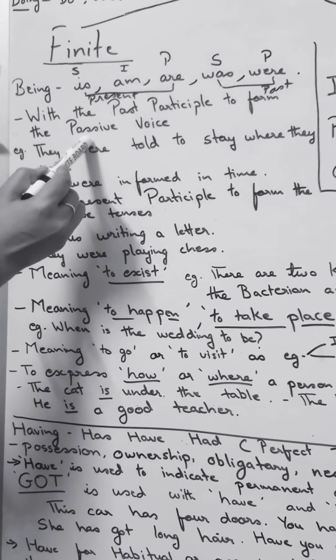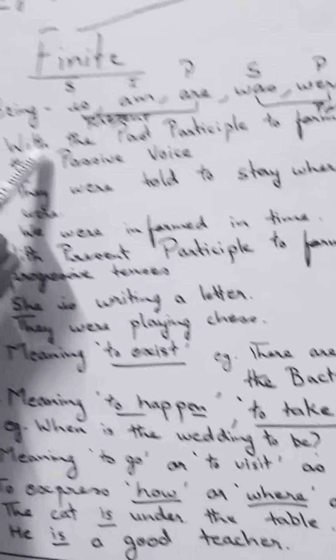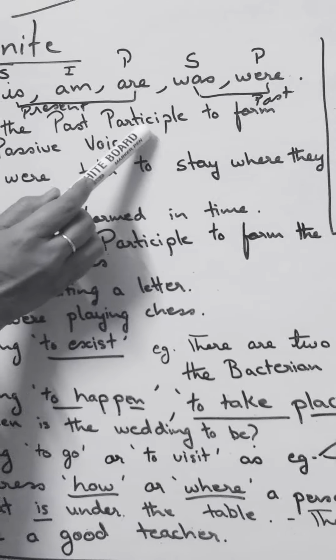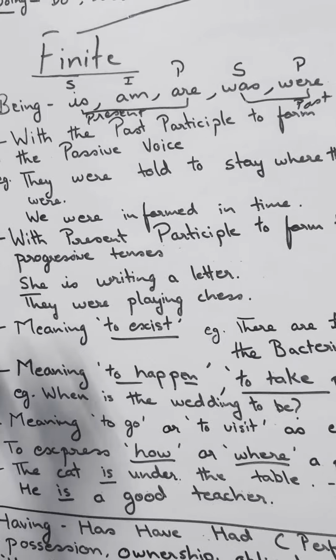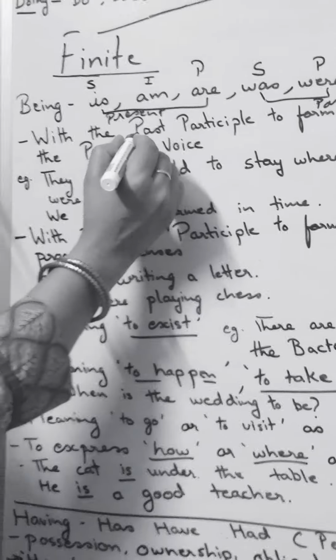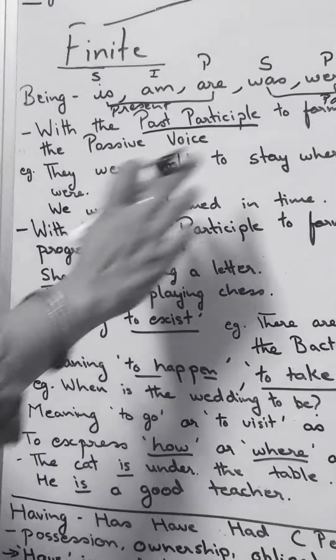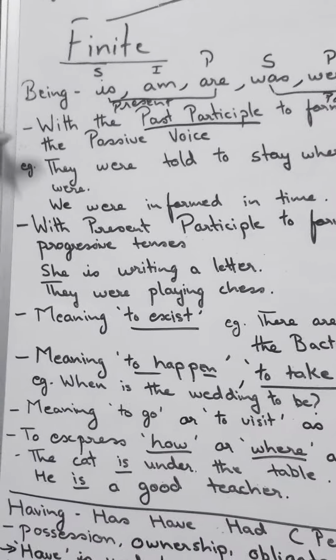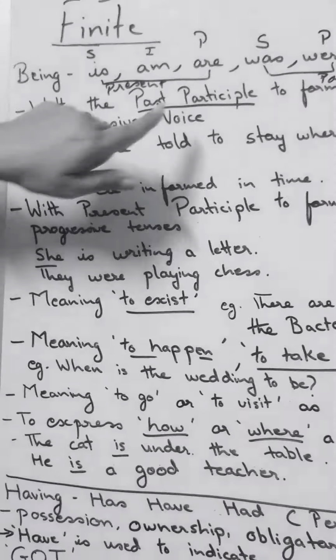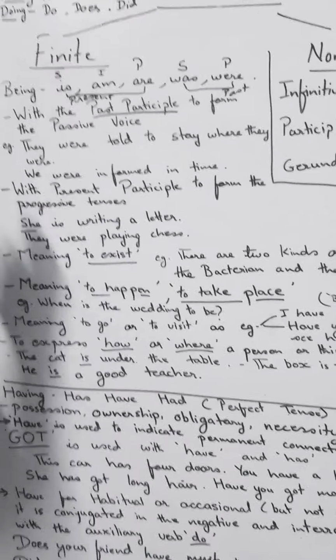Now, one thing is very clear in this, that one condition we will relate to it. I'll come directly to the first condition: with the past participle, please concentrate on the terms that I'm going to use here, with the past participle to form the passive voice. That is, being is used with the past participle. What are the past participles? In the example I'll make it clear.